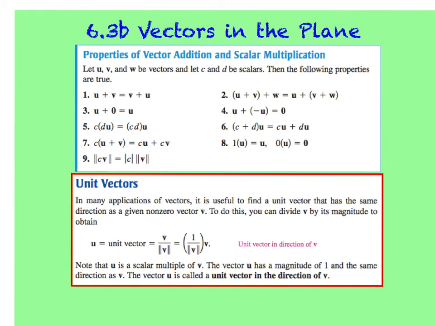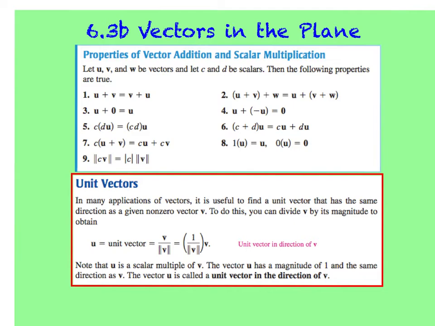All right, 6.3b, vectors in a plane. All the stuff that we've learned in mathematics up until this point will still hold true. Just like the commutative property still happens. Associative still happens. Zero is the identity, it still happens. The inverse property still happens. So all the stuff that you've learned in mathematical procedures is still okay.